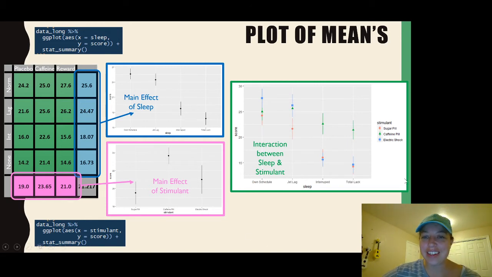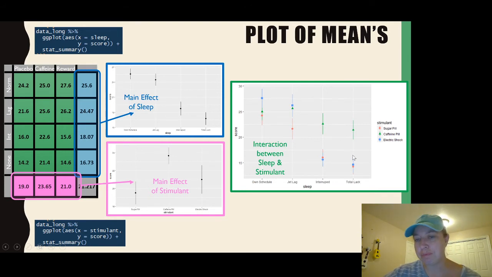The green triangles here are for the stimulant, the caffeine stimulant. And we can see that for the first two green triangles, moving from left to right, for own sleep and jet lag, those caffeine scores are right in the middle. But if we move to the interrupted and total lack of sleep, it looks like the caffeine groups are doing much better than the sugar pill and the electric shock. Both of those two groups, those pinkish coral circles and the blue squares, are both lower, although those two are really close together.